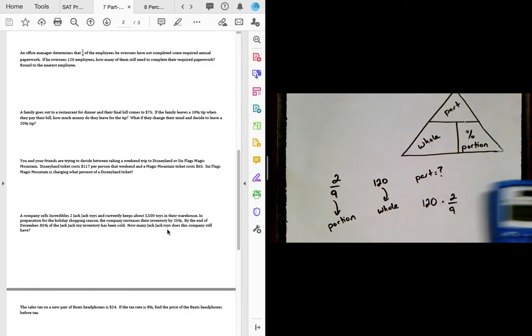So unofficially, our answer can be written as 26.66666 forever and ever and ever. But we were asked to round to the nearest employee, and so we would be looking at our decimal place just to the right of the decimal, which is going to cause us to bump 26 up to 27. This was a word problem, so don't forget your unit. 27 what? 27 employees. Let's look at a couple more.